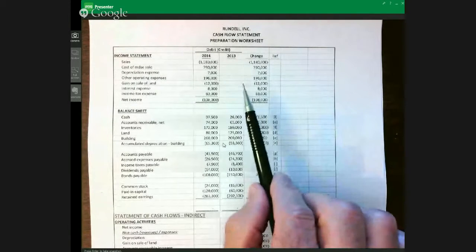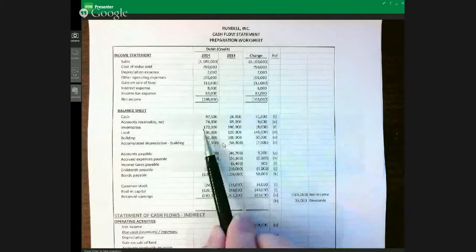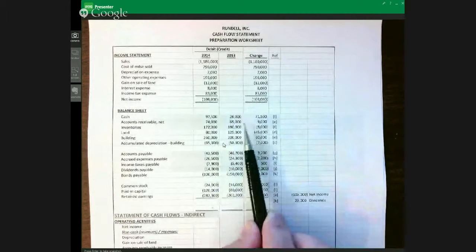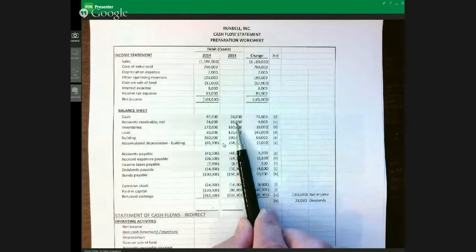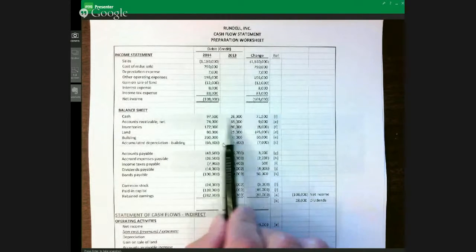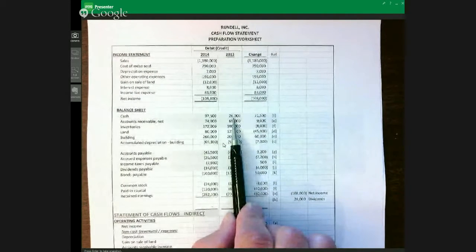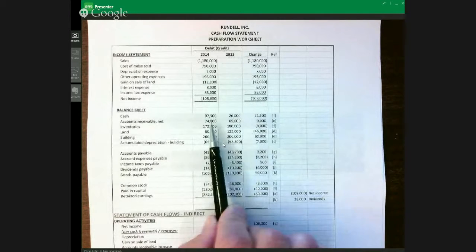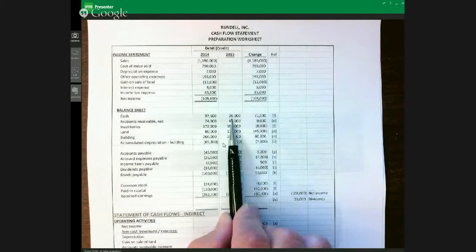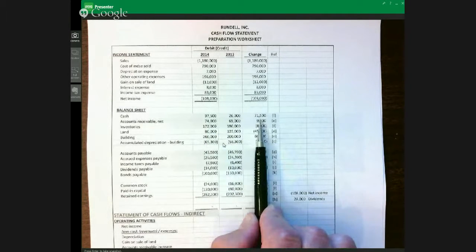Essentially, what you need to prepare the statement of cash flows is the current year's income statement and the balance sheet for the current year and the previous year. The statement of cash flows is all about change. Specifically, you want to explain to the owner why cash has changed. So, for example, for the Rundell Company, the business owner will see that cash has gone up from $26,000 in 2013 to $97,500 in 2014.